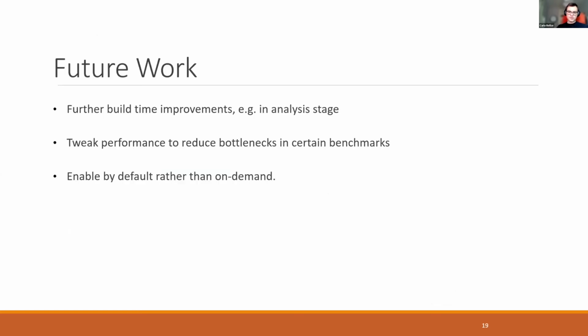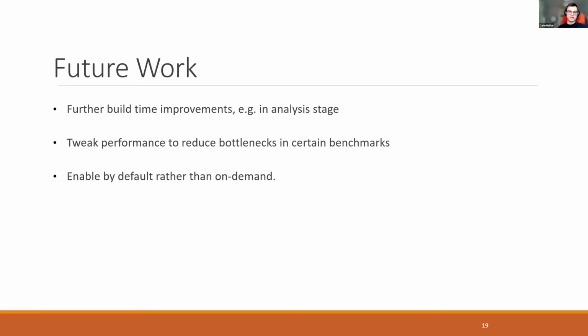So in conclusion, I would say we're successful in giving the user an option to choose for reduced compilation time, but there are still improvements to be made elsewhere in the native image build process. For example, in the analysis stage, we could use a faster, less precise algorithm.